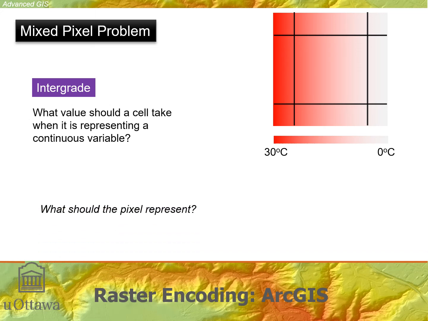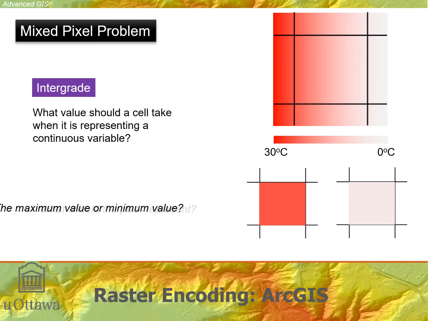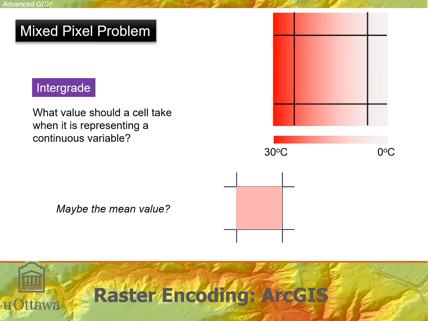So what should the pixel represent? Should it be the maximum value, the minimum value, or perhaps something in between, like the mean value, the average? That would be somewhere in the middle here.